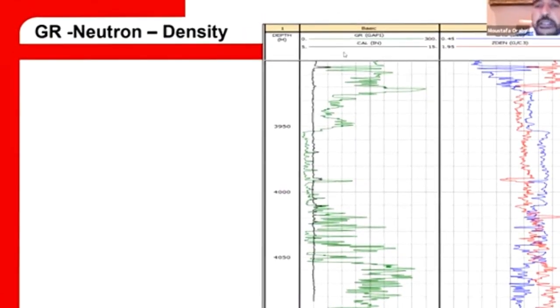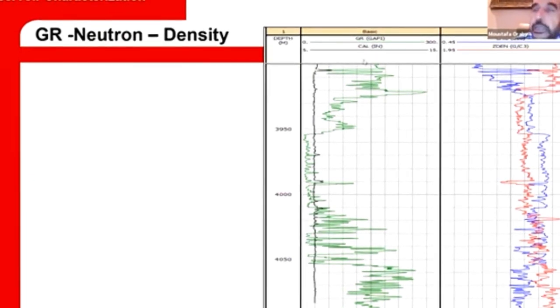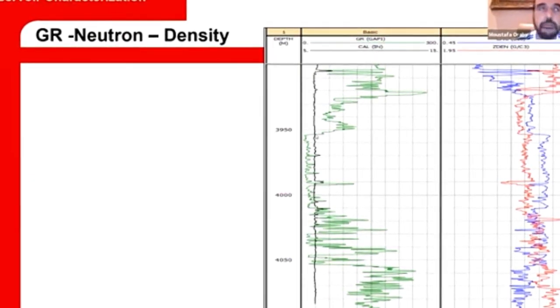You see that the gamma ray is in the first track with the caliper. Caliper is required because it actually gives me some comfort zone of how good my well will be, and also if I need to do any environmental corrections on the logging. We're not gonna go through the environmental corrections, but actually before you do your analysis of lithology or anything, you need to make sure that your logs are environmentally corrected because of some of the washouts, some of the mud weight, additives to mud weight. So many things that require environmental correction.